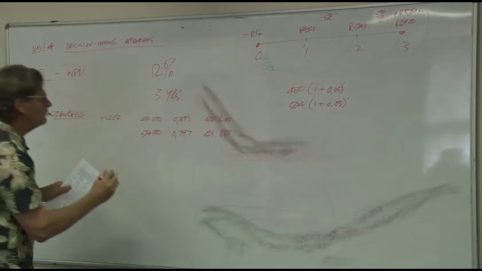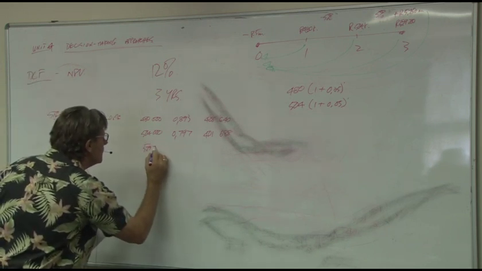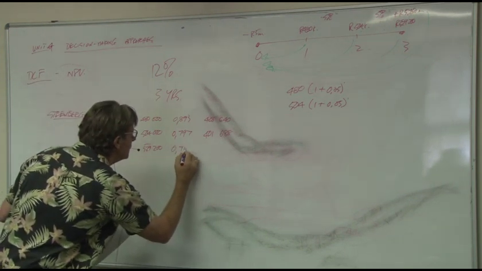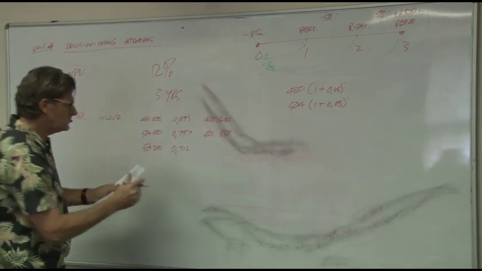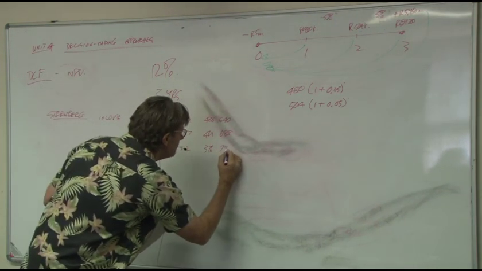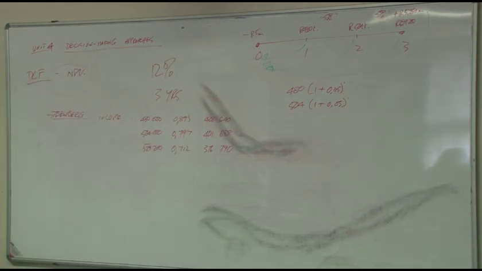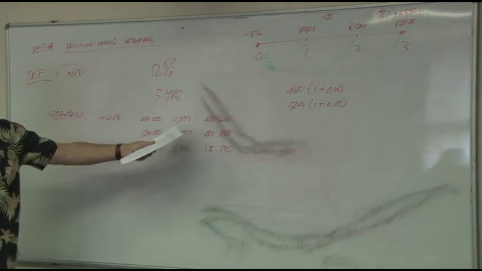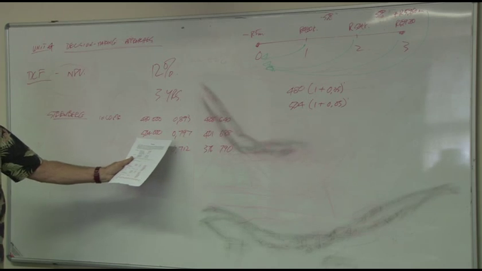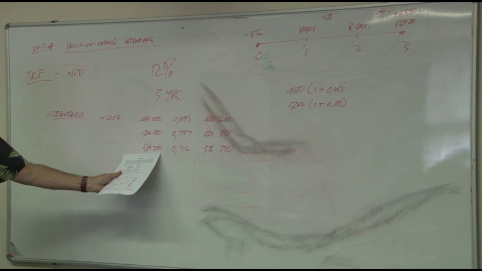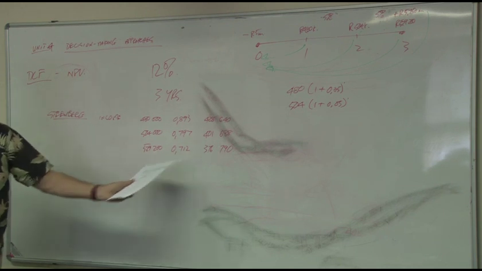Then you take the third one, 529,200. The discount factor for 3 years is 0.712, and the result is 376,790. So that's discounting each of the rentals. We discounted the first year rental with the 1 year discount factor, the second year rental with the discount factor 0.797, and the third year rental with the discount factor 0.712.